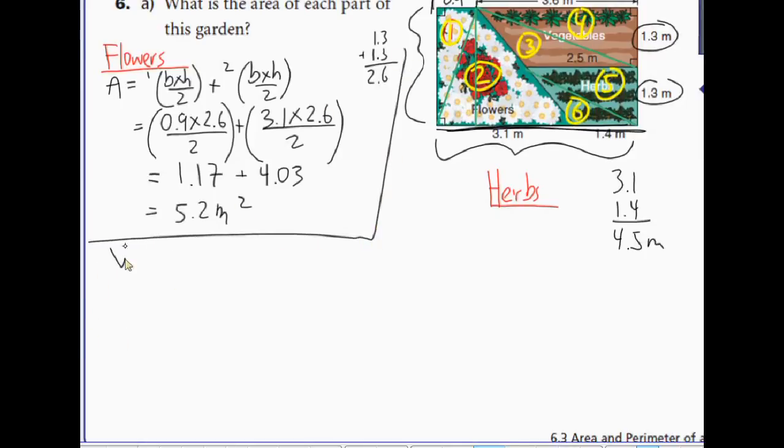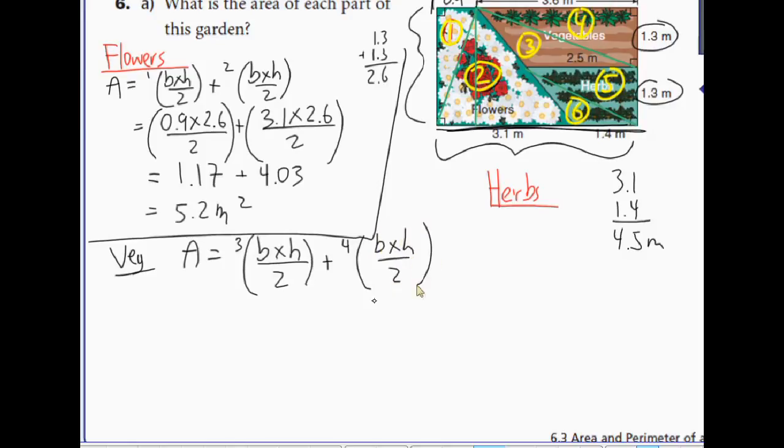Let's look at the veg. So veg, area is going to be triangle number 3, base times height divided by 2, plus triangle 4, base times height divided by 2. In 3, we've got a base here. Let's draw it in red. Looks like we have a base there of 2.5. Maybe I'll try green. There we go, 2.5. And the height of 1.3. So 2.5 times 1.3 divided by 2. That's going to be triangle 3.